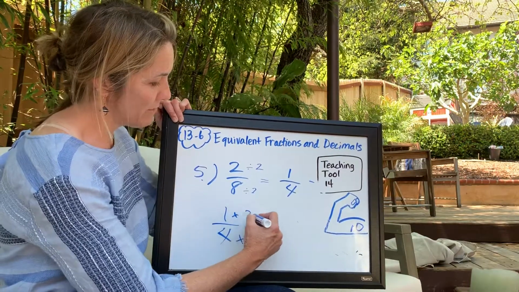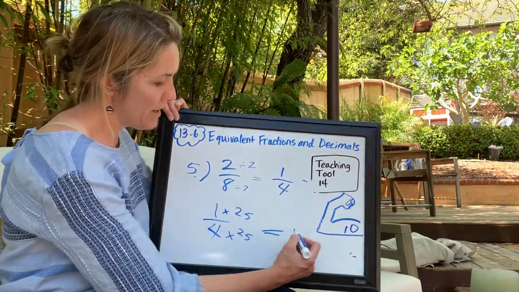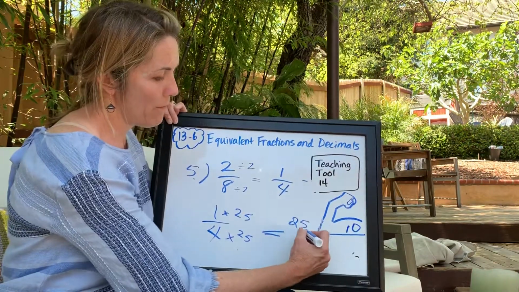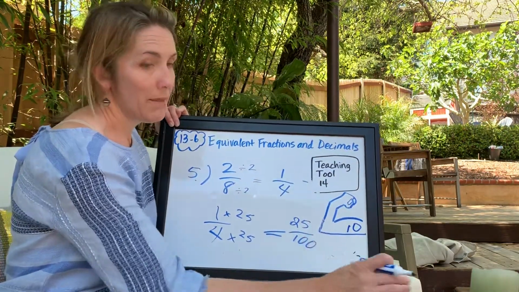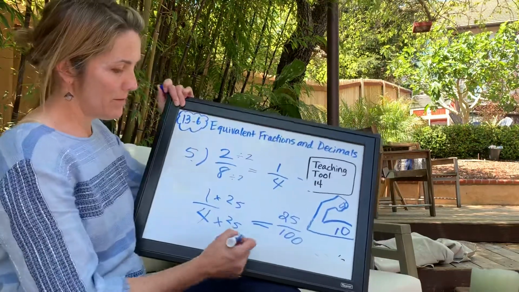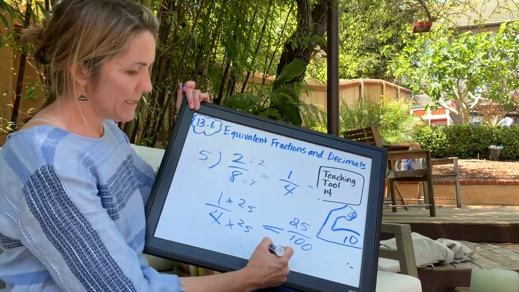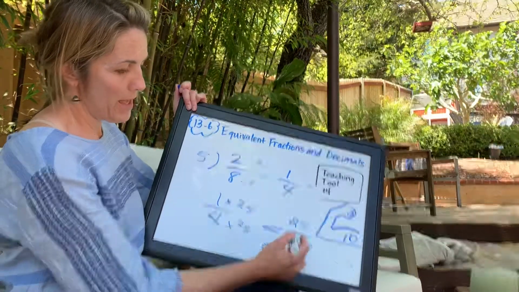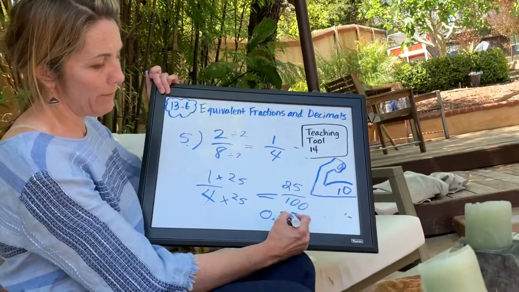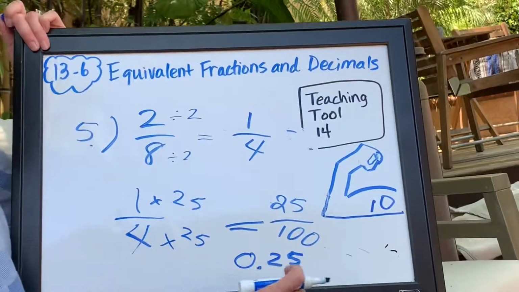So when we multiply top and bottom by 25, we get 25 over 100. And that, written as a decimal, let's clean that up, would be 0, because there's still not a whole yet, 0.25. That's it. And it would be read 25 hundredths.